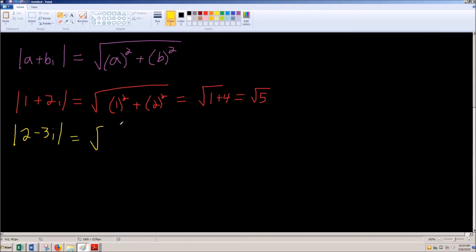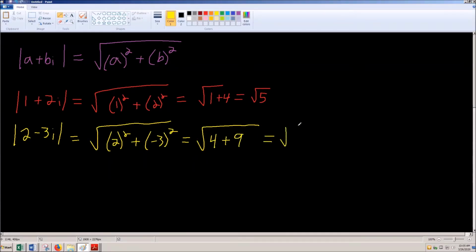If I change the numbers up a little bit, and I did 2 minus 3i, an example for this one would look like 2 squared plus negative 3 squared. Again, we're always squaring these values, so they're always going to be positive no matter what. If it was positive, it's going to be positive. If it's negative, it's going to be positive now.